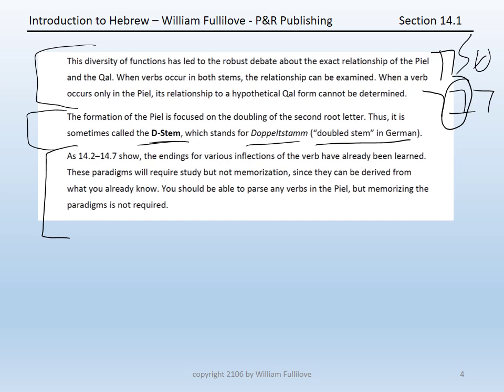For that reason, you will not need to memorize paradigms in the Piel or in the Pual or the Hifil or any of these derived stems. Instead, you should concentrate on using the paradigms that you have memorized well from the Qal and studying how the changes that correspond to each of the derived stems impact the paradigm. This will vastly minimize the number of paradigms you need to learn and will let you spend your time recognizing and parsing forms.